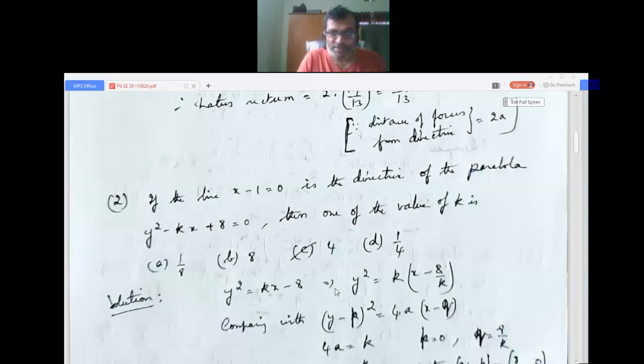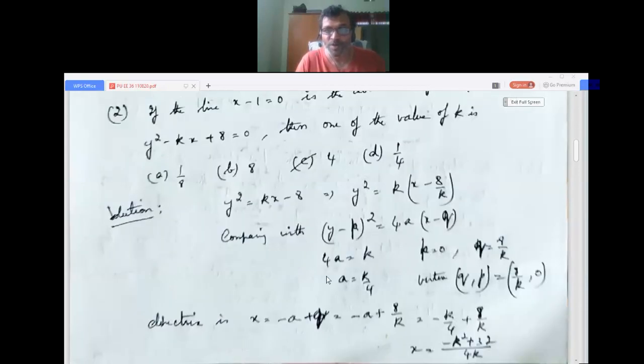I have to make the coefficient of x 1 here. But since k is already there, I change the equation to y minus p whole squared is equal to 4a into x minus q. So comparing, 4a is k, a is k by 4, p is 0. Then q is 8 by k. So the vertex, which is h comma k, here is q comma p, that is 8 by k comma 0.